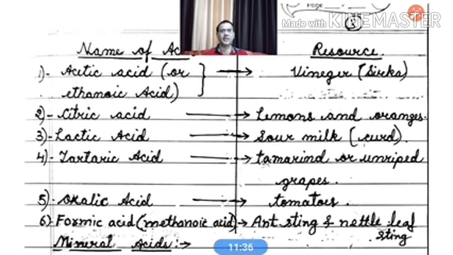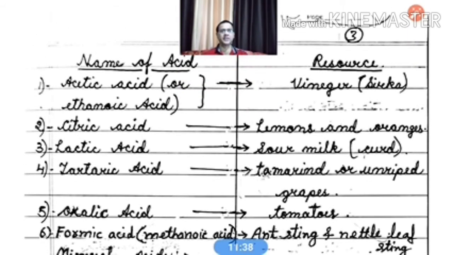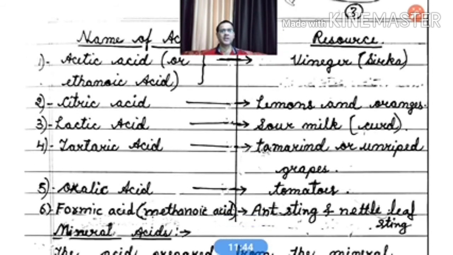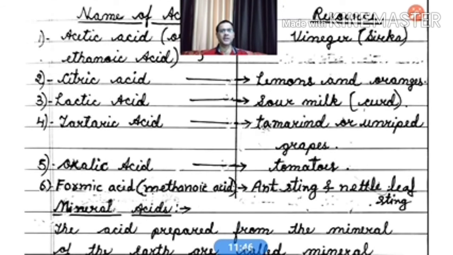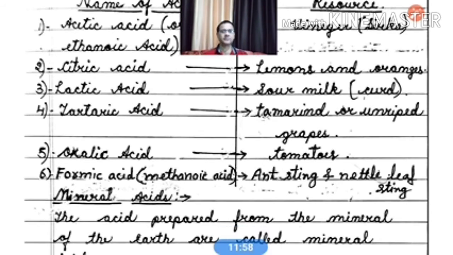So see the table again. Acetic acid's source is vinegar, citric acid's source is lemons and oranges, lactic acid is in sour milk or curd, tartaric acid is in tamarind or unripe grapes, oxalic acid is in tomatoes, and formic acid or methanoic acid, they have the same meaning, is present in the ant sting and nettle leaf sting. These acids which are present in food material are called organic acids and they are edible.